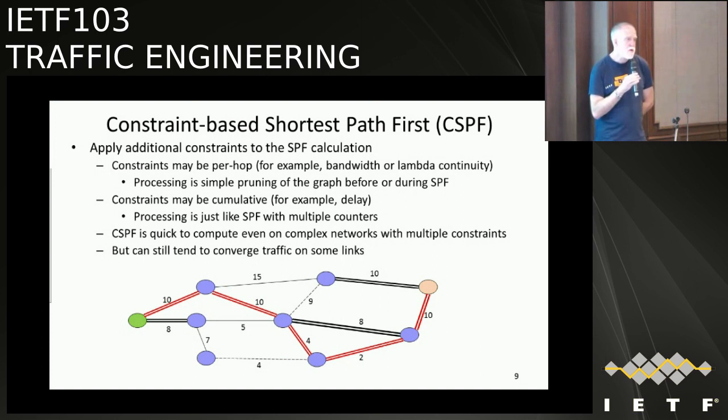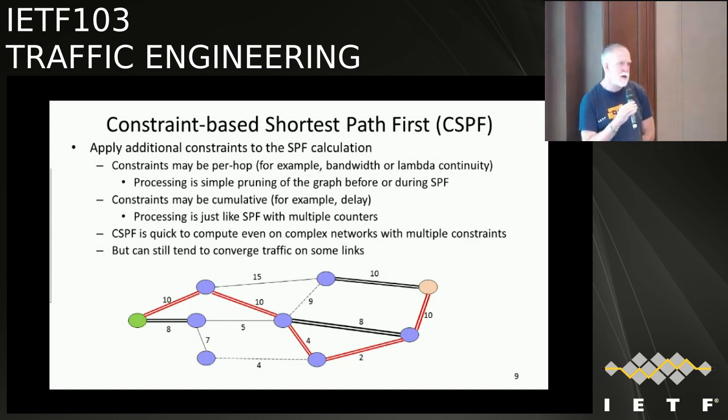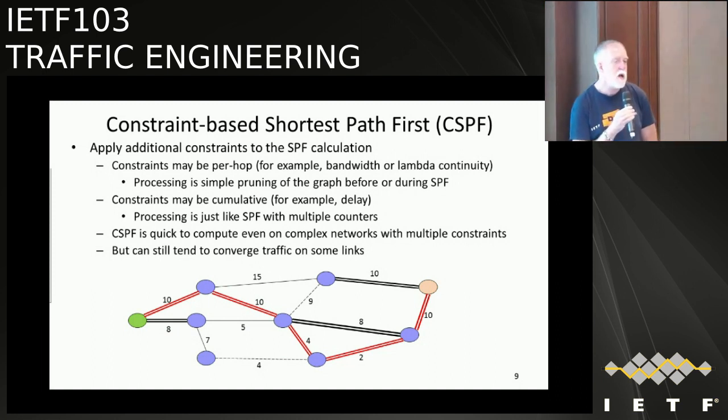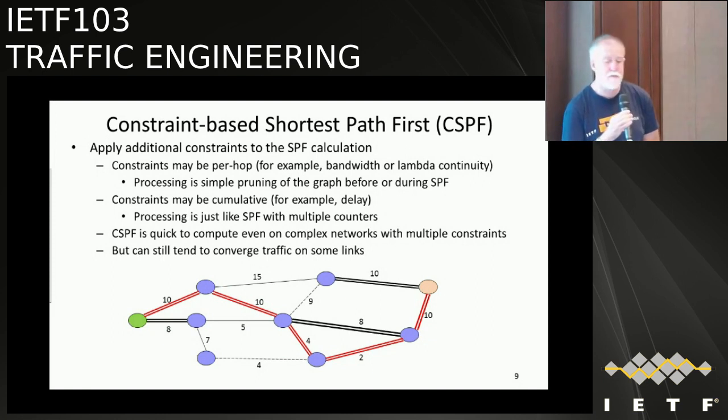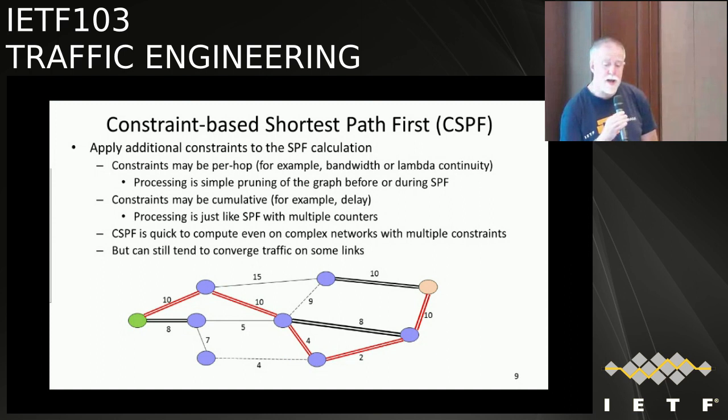And from a computational point of view, it's very easy. You can prune the graph before you even start. So you take out all the links that don't match your criteria, and then you run SPF. It's easy. Those computes can be end-to-end, and that's also easy. You're just running a limiting factor on SPF. So it all turns out to be really simple.